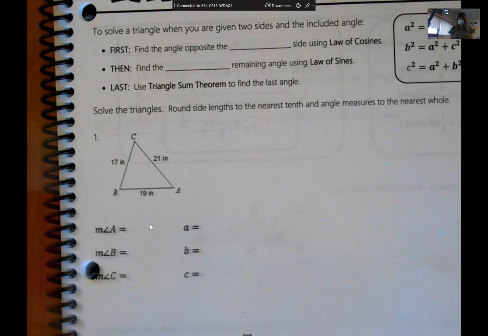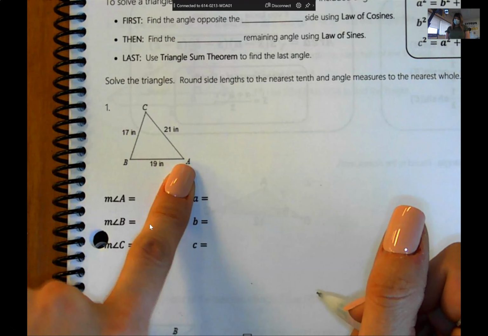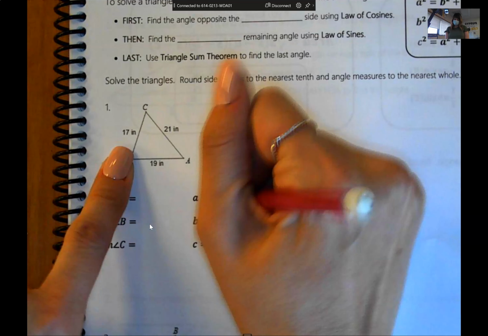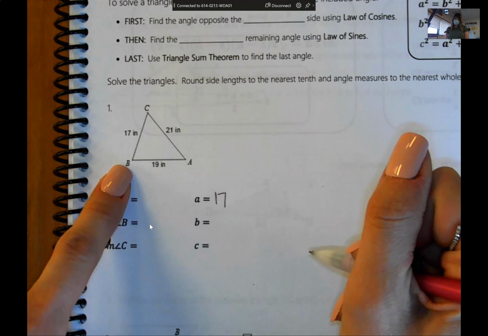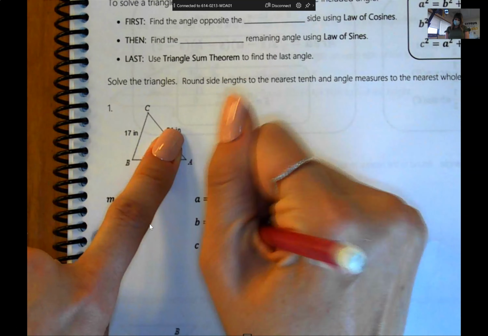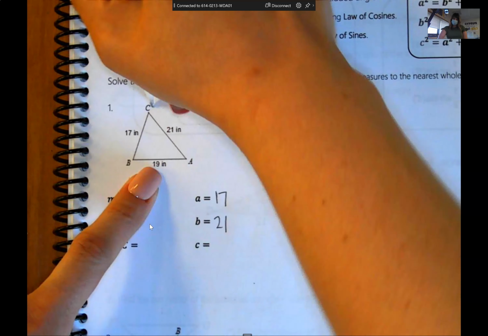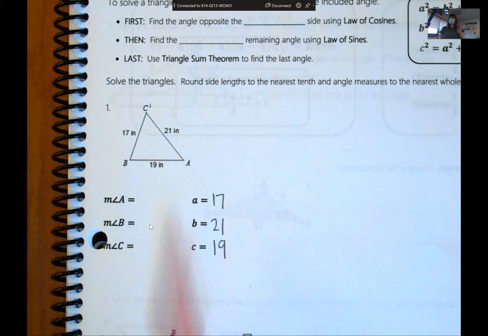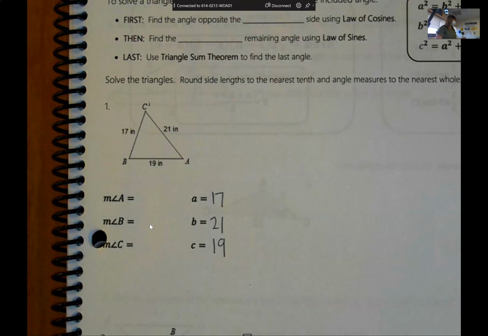In fact, if we wanted to, we could fill in little a, b, and c right now because we know them. So little a would be across from angle A, so that'd be 17. Side B is across from angle B, so that's 21. Side C is across from angle C, so that'd be 19. Which means today our task is to find all of the missing angles.